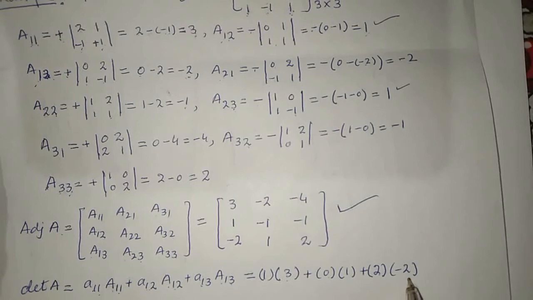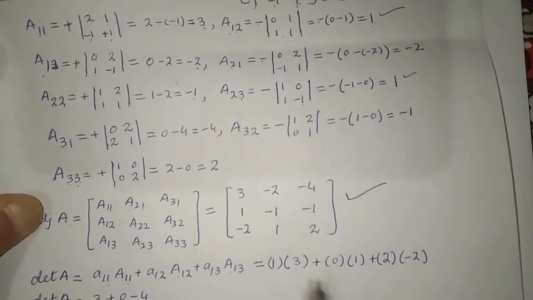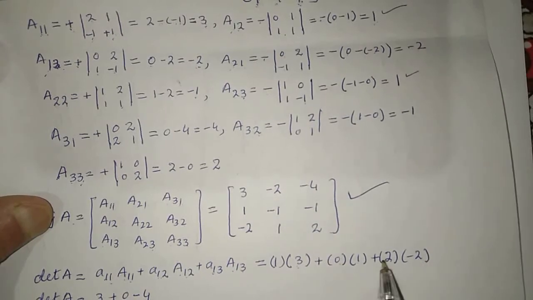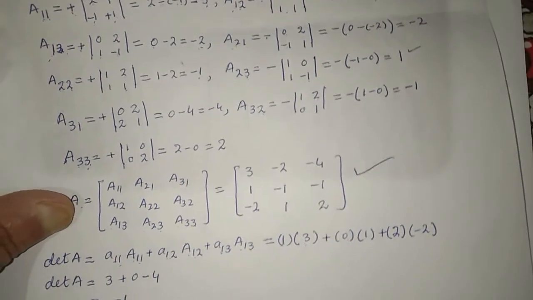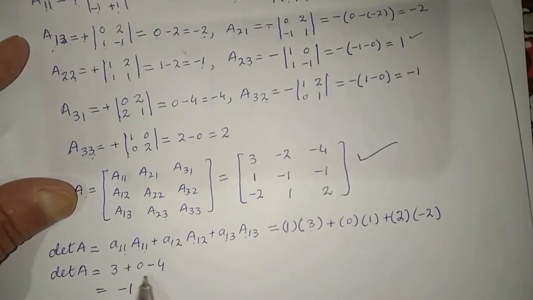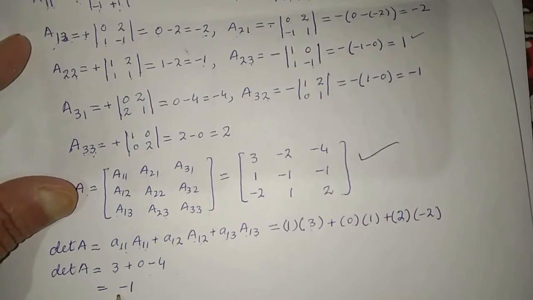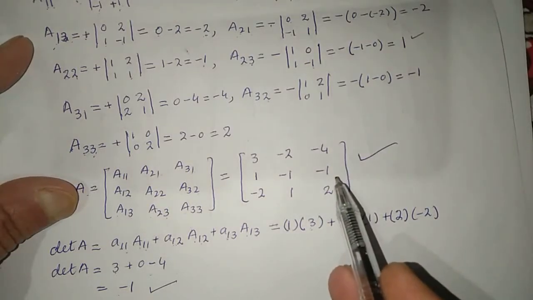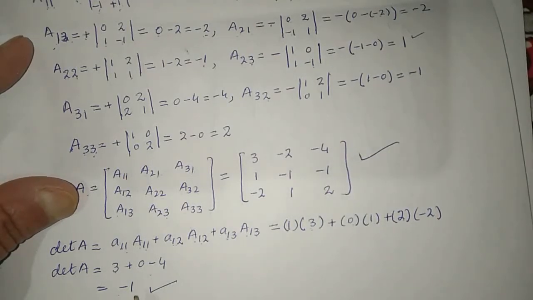So now multiplying 3 with 1, 1 with 0 and minus 2 with 2, we are getting 3 plus 0 minus 4, which is equal to minus 1. So this is the determinant of A. This one is adjoint and this one is determinant. Now we are finding the inverse.